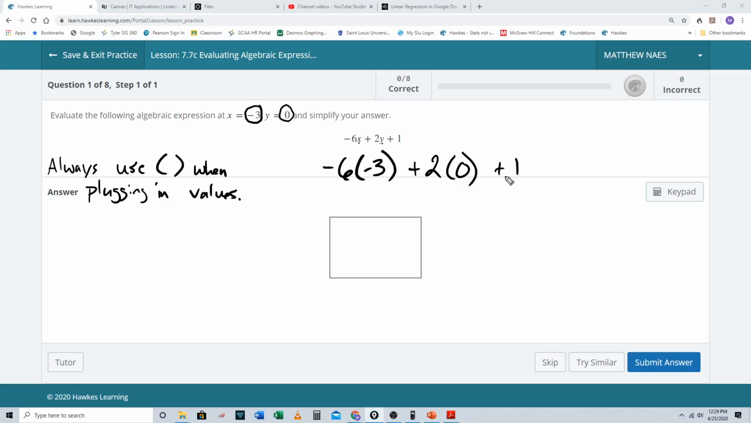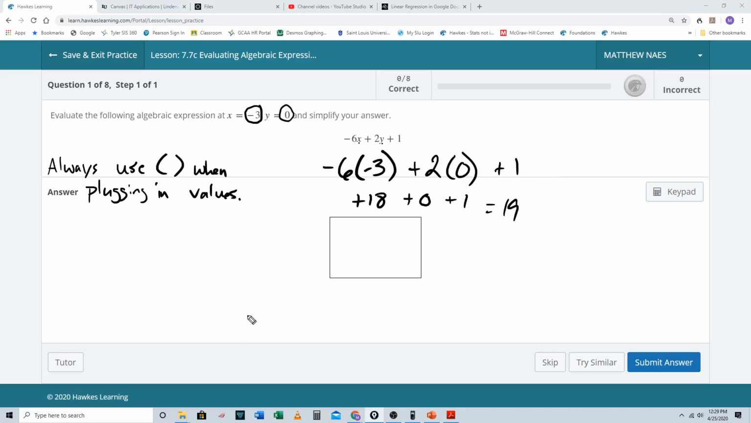Now you can do this by hand. Not much of an issue to do this by hand, so we'll do it by hand real quick, and then I'll show you how to plug this in a calculator. So -6 times -3 is a +18, because negative times negative is positive. Anything times 0 is 0. And then we just bring down the +1. Then we have 18 plus 0 plus 1 is 19.